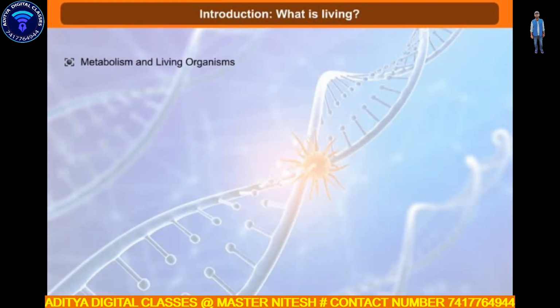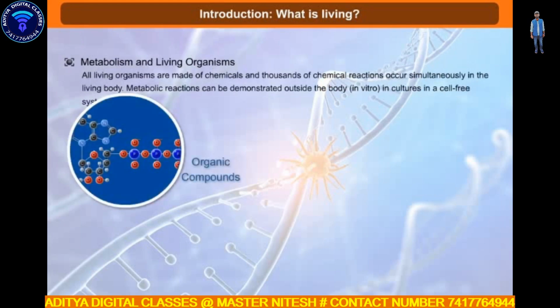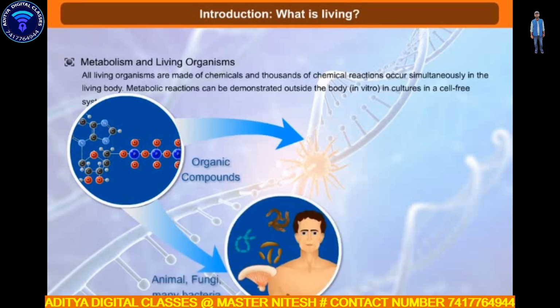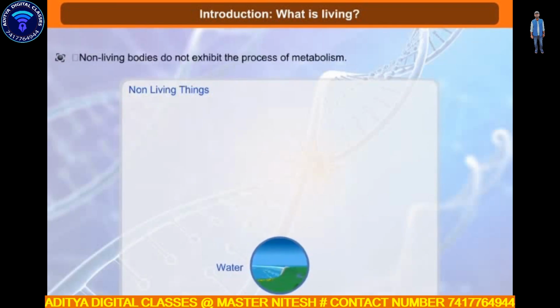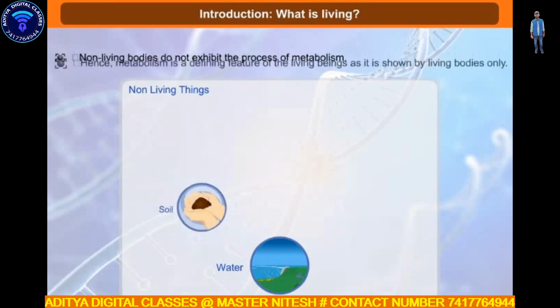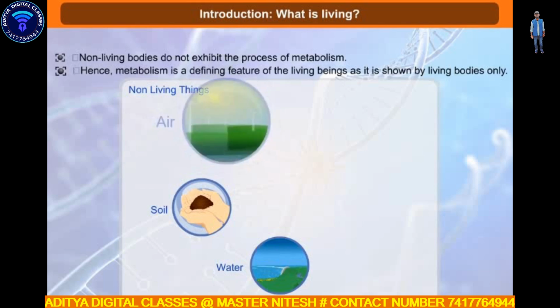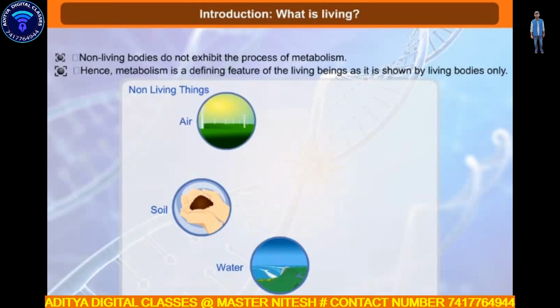Metabolism and living organisms. All living organisms are made of chemicals, and thousands of chemical reactions occur simultaneously in the living body. Metabolic reactions can be demonstrated outside the body, in vitro, in cultures in a cell-free system. Non-living bodies do not exhibit the process of metabolism. Hence, metabolism is a defining feature of the living beings, as it is shown by living bodies only.